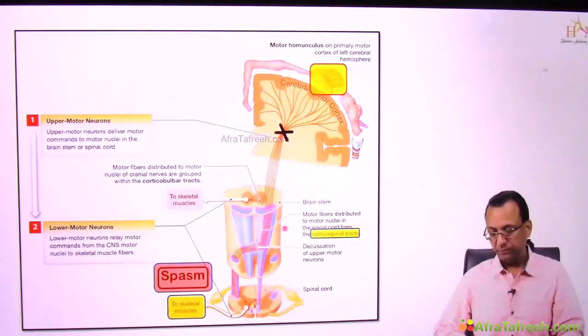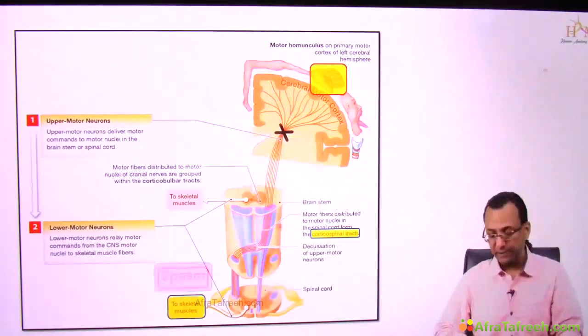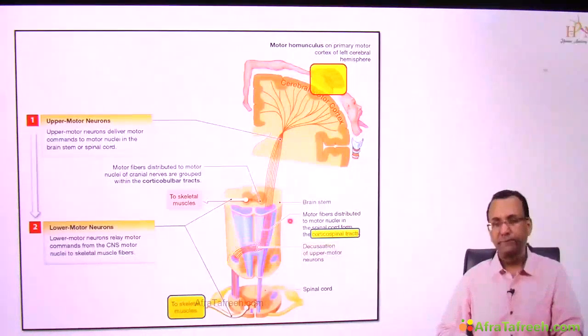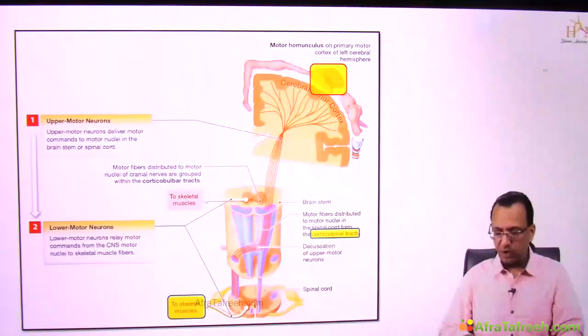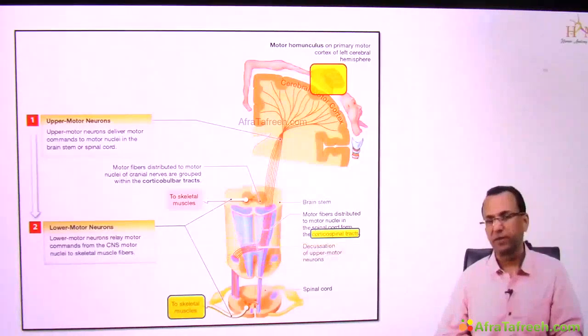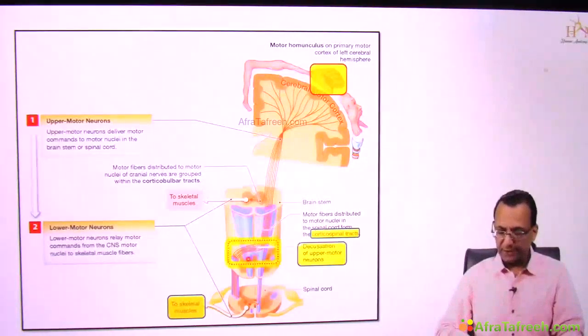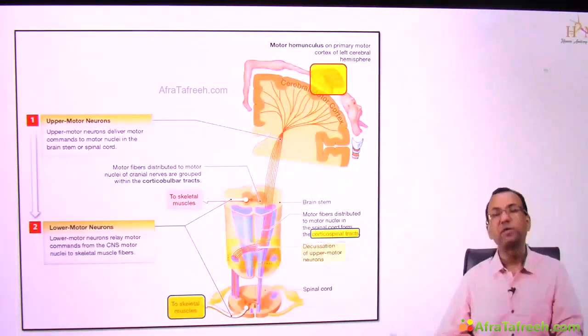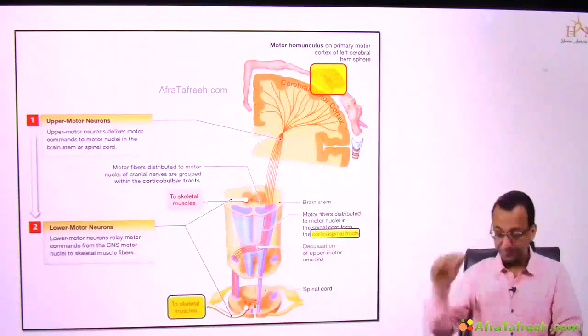Where is the crossing? Where is the pyramidal decussation? It is actually in the lower medulla. So there was some crossing of fibers. How many fibers cross? 80 to 90% of fibers cross. So 80 to 90% of fibers will cross in the lower medulla and innervate the opposite side muscles in the body. Yes, pyramidal decussation, lower medulla.